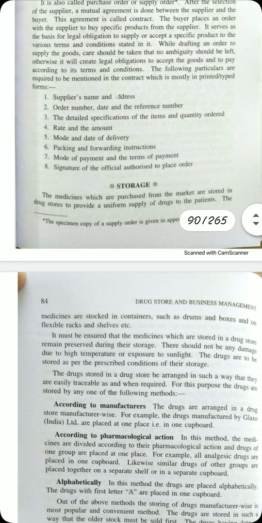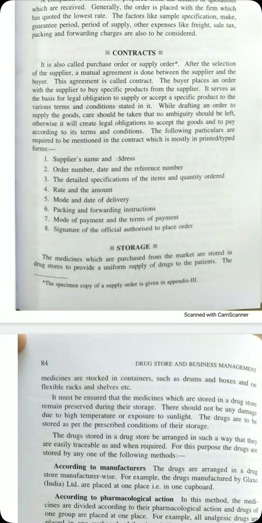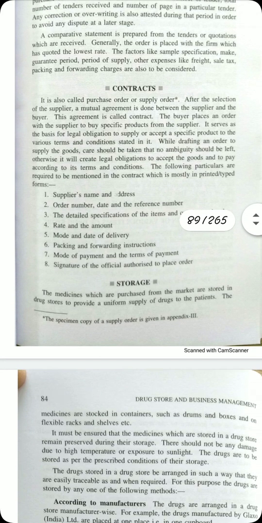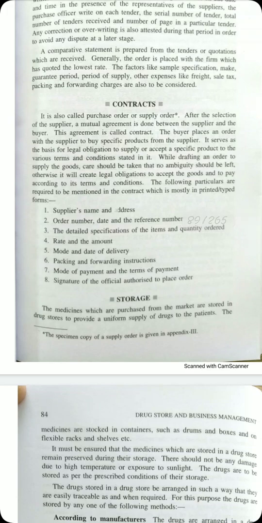Okay, these are some points in the chapter drug house management. The remaining points we will see in the next lecture.